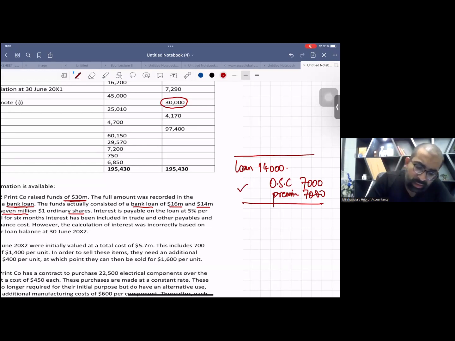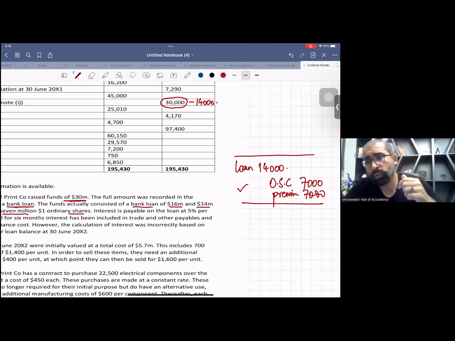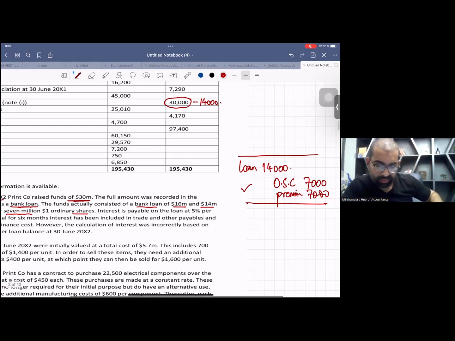And you have to correct the loan as well. So this is the first mistake they made, and we just corrected it. Very easy. It's like F3 level, a basic level thing. Now, the second error, which is more interesting.